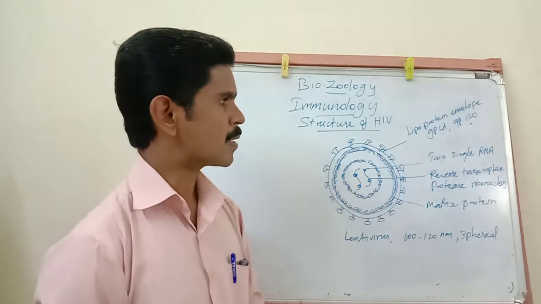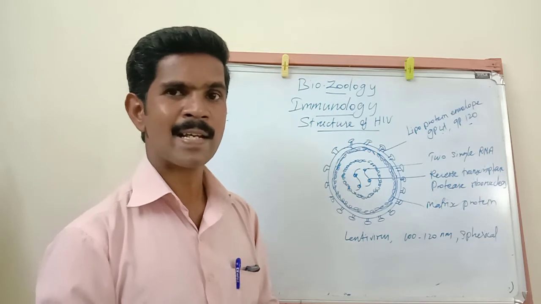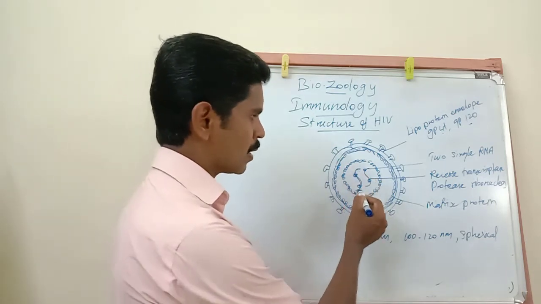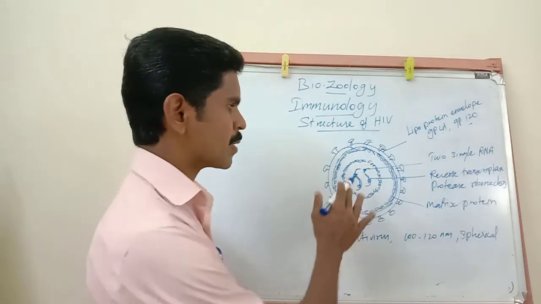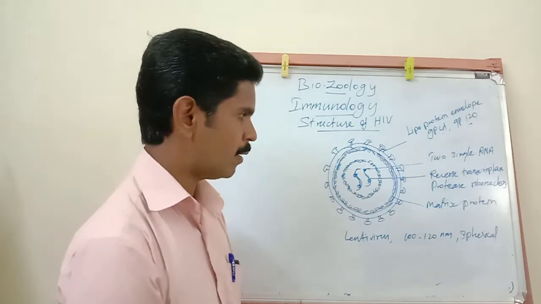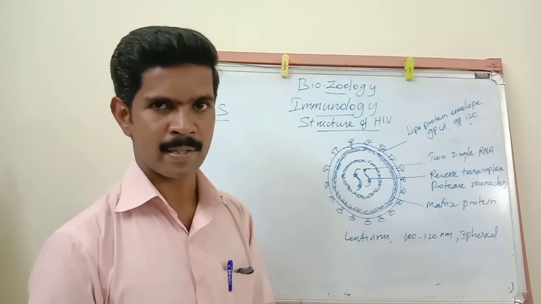Then in the center region, two single stranded RNAs are there. This is one single strand, this is the next single strand. So, two single strand RNAs are present in the center region of the virus. Then, three important enzymes are present in this virus.